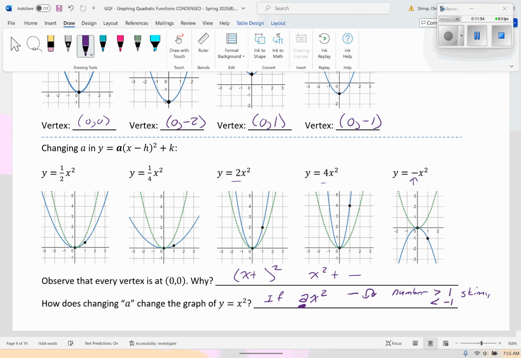And if the value a in front is a fraction or decimal between negative 1 and 1, it would make it fat, or wider.